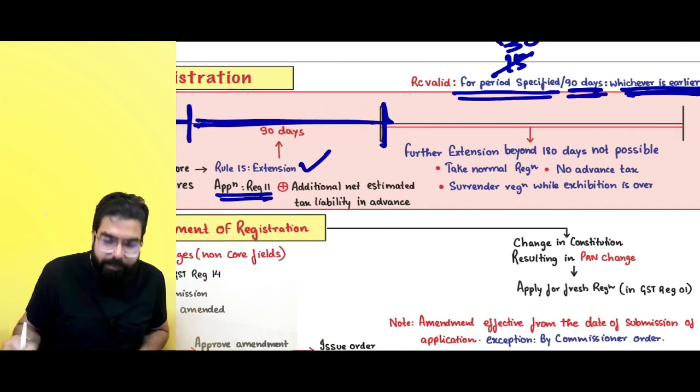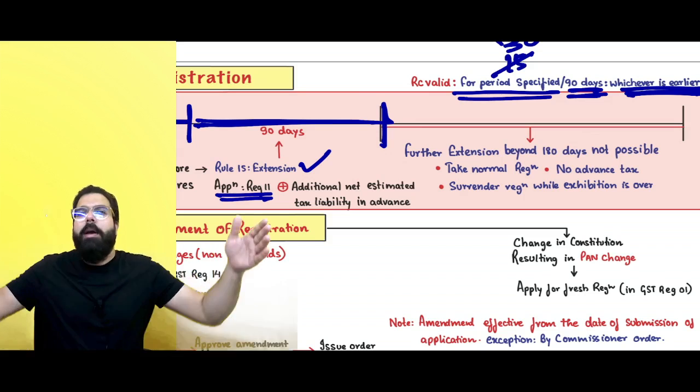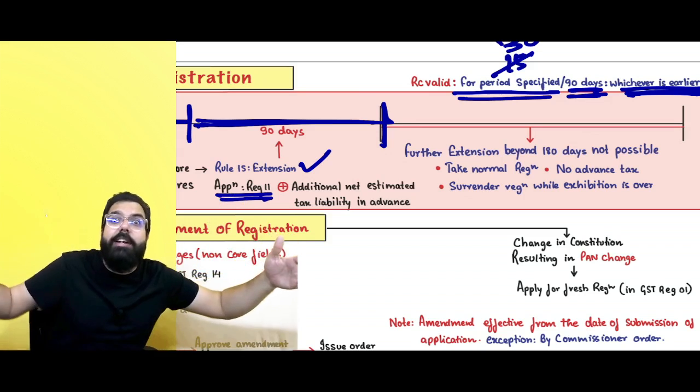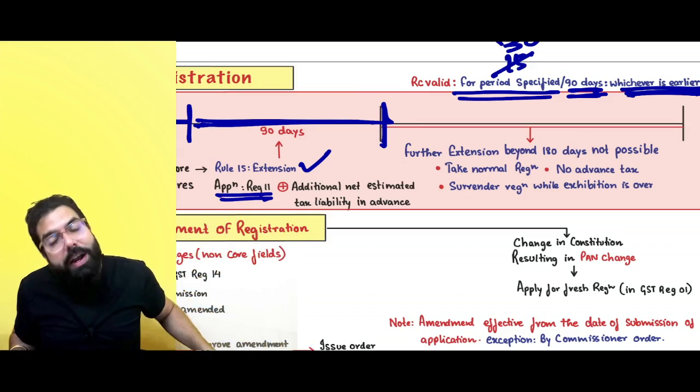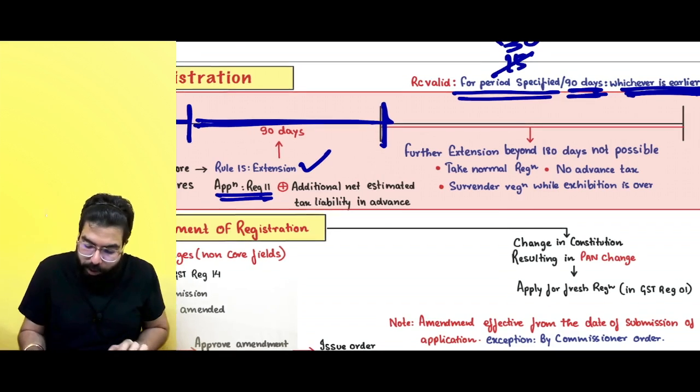Once 180 days get over, more than 180 days, please don't come. Means the time period can be 15 days, 30 days, like this. 90 plus 90 can be the total 180 days for which you can ask as a CTP. Okay, sir, point is clear.